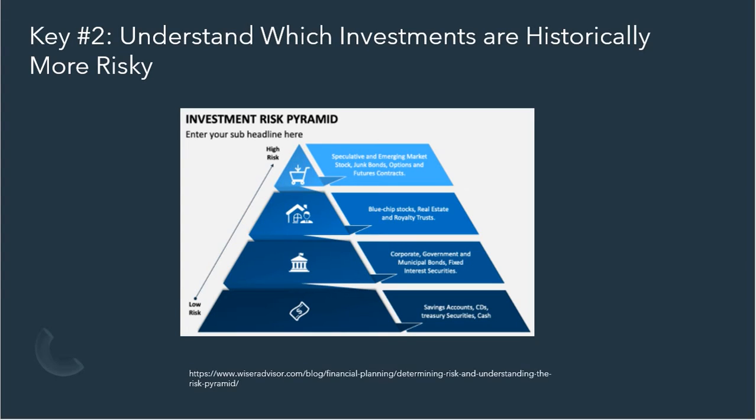The most risky asset classes are speculative and emerging market stocks, junk bonds, which are lower rated bonds that give higher yields, and options and futures contracts. If you have any interest in any of that, I'm happy to walk you through how they work and what different strategies you can use to invest in those. A little lower risk are blue chip stocks, real estate and royalty trusts. Then you go to corporate, government and municipal bonds and fixed interest securities. And then you go into savings accounts, CDs, treasury securities and cash. There are pros and cons to each of these asset classes, but historically, that's the risk profile for the specific asset classes.